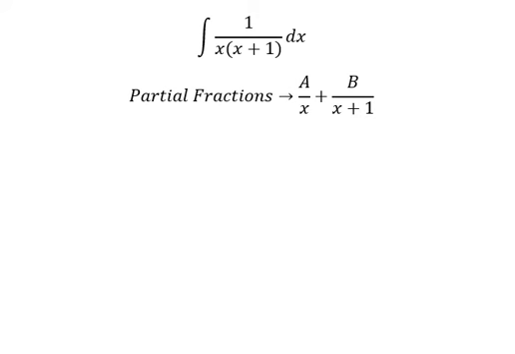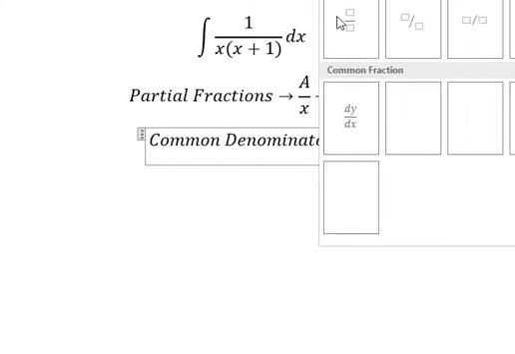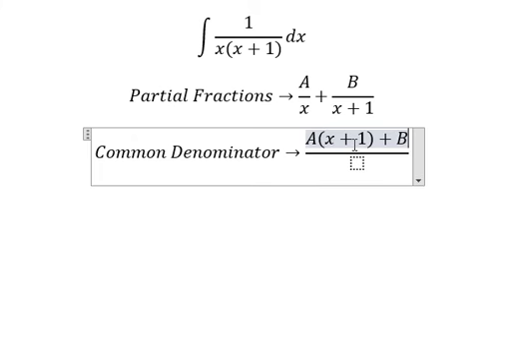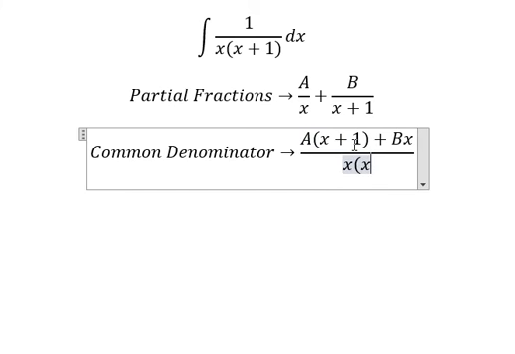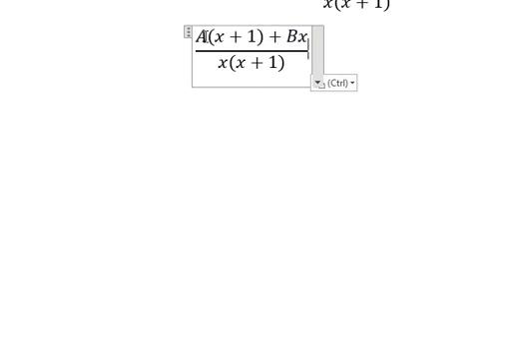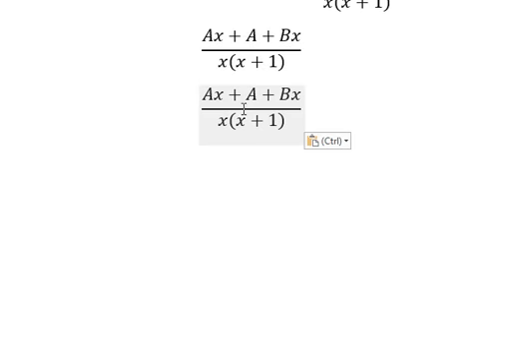Next, we do common denominator. So A multiplied by S plus 1, B multiplied by S. Next, we need to expand. And you go about AS plus A. So we have S and S. We can do about factorization.